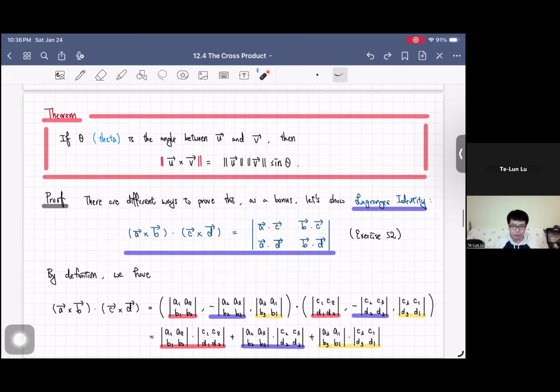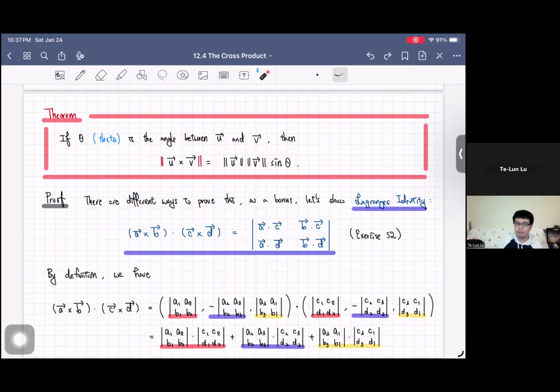Okay, now I'll introduce an important formula. Again, if we take theta to be the angle between u and v, then I claim that the magnitude of u cross v is given by the magnitude of u multiplied by the magnitude of v multiplied by sine theta.